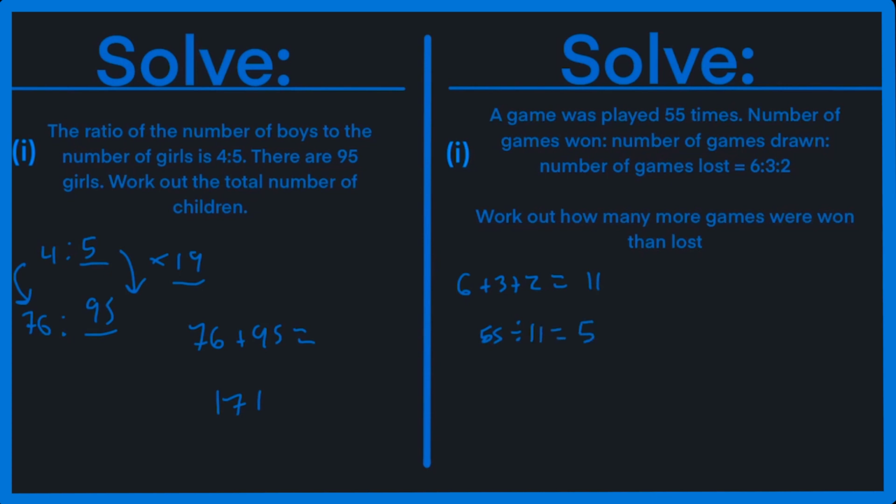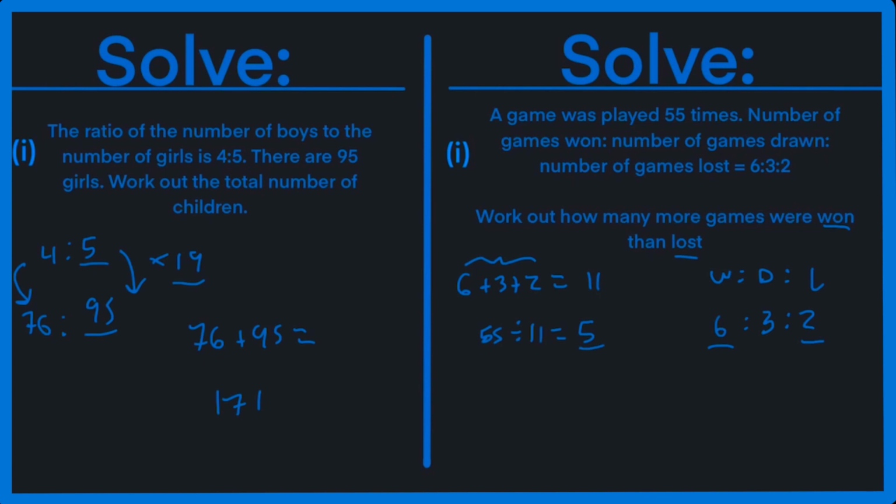So we know the won to drawn to lost is 6 to 3 to 2. It's asking us to find out how many more games were won than lost. So we just need to find out how many games they won and how many games they lost and subtract them from each other. Since we have divided the total number of games by the sum of the ratios, we now multiply this number here with what we're trying to find.